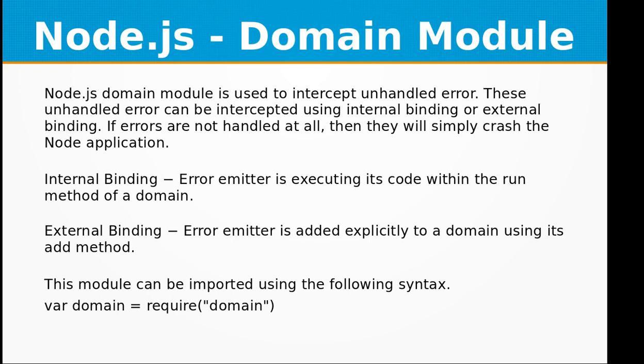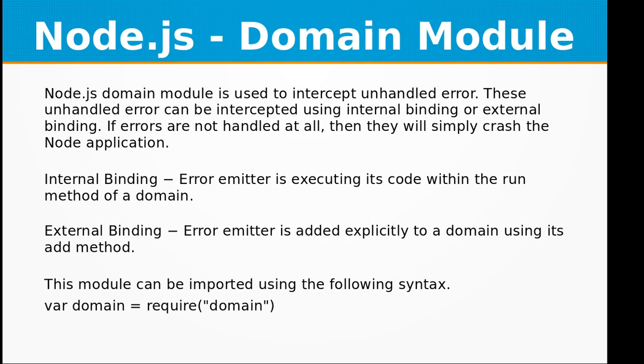The last one is the domain module. The Node.js domain module is used to intercept unhandled errors. These unhandled errors can be intercepted using internal binding or external binding. If errors are not handled at all, then they will simply crash the node application. Internal binding is basically when the error emitter is executing its code within the run method of a domain. In external binding, the error emitter is added explicitly to a domain using its add method. This module can be imported using the following syntax.